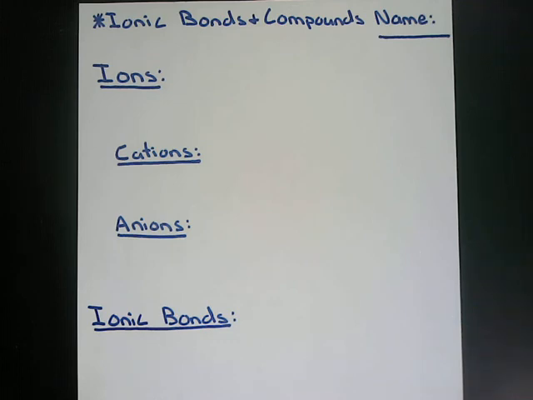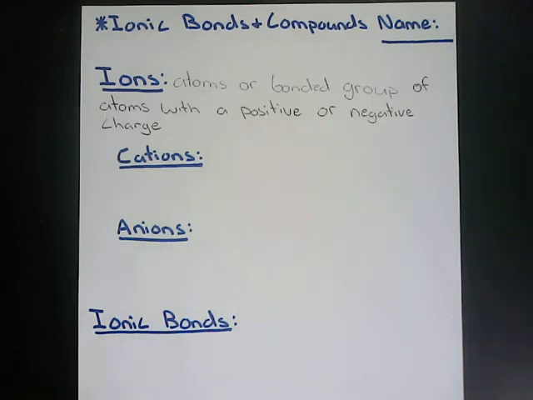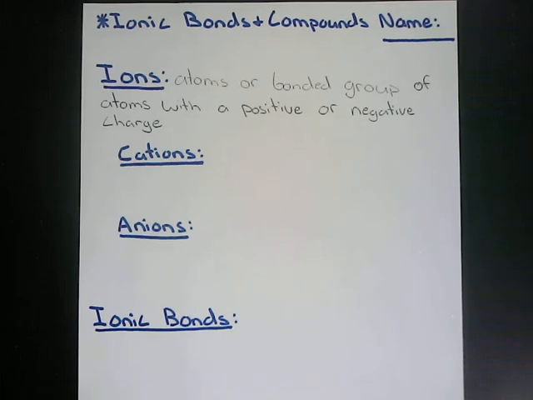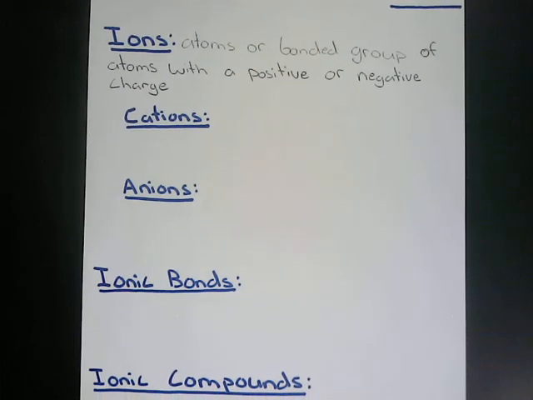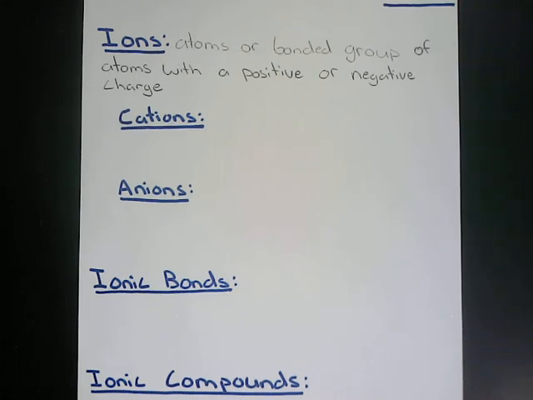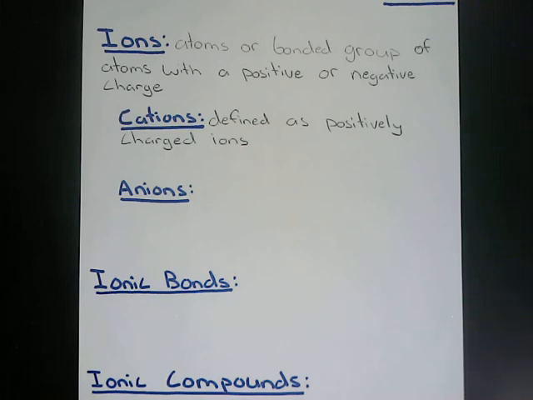So let's first start out with what is an ion. An ion is defined as atoms or a bonded group of atoms with a positive or negative charge. There are two different kinds of ions we need to be aware of. One is a cation, defined as a positively charged ion. These have a positive charge because they lost electrons, or gave away electrons.